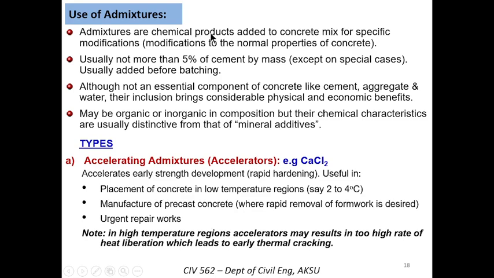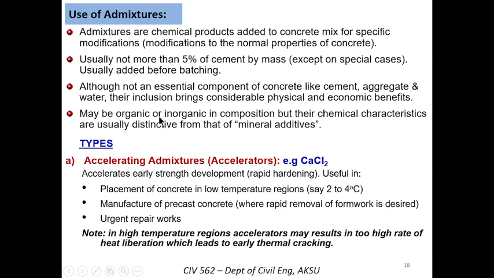Admixtures are chemical products added to the concrete mix for specific modification of the normal properties of concrete. They are usually not more than 5% of cement by mass, except in special cases, and are usually added before batching. Although not an essential component of concrete like cement, aggregate, or water, their inclusion brings considerable physical and economic benefits.